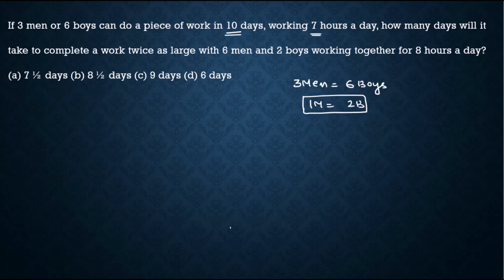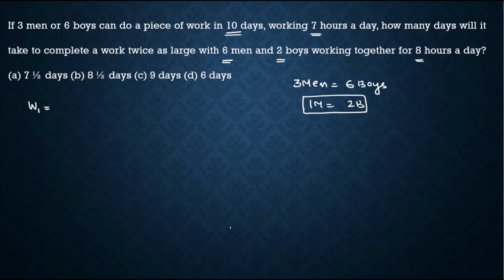If they have worked for different numbers of days and different numbers of hours, we cannot equate like this. At that time, we have to multiply number of men into number of days into number of hours. Okay, here we have 6 men and 2 boys working together. They are working for 8 hours per day.